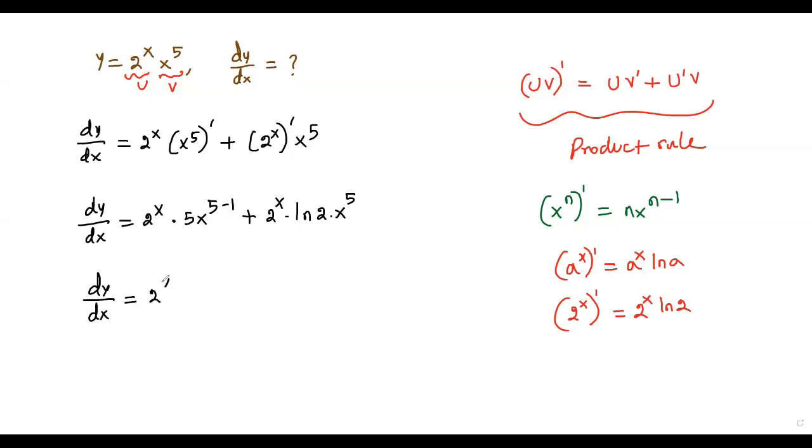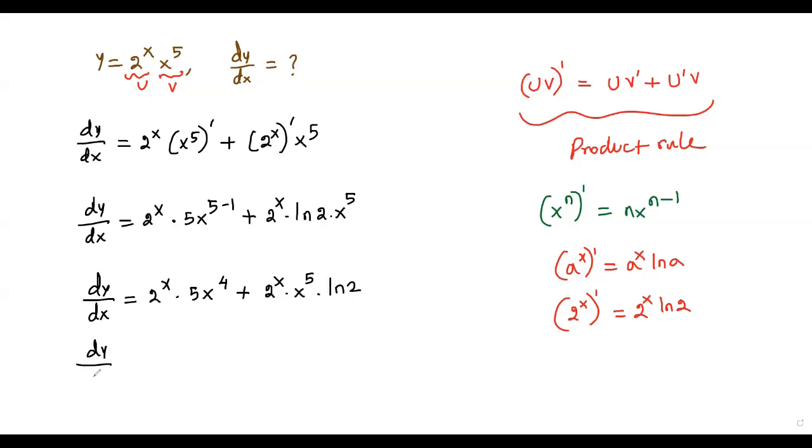So 2 to the x power times 5 times x to the, when I simplify 5 minus 1, it will just become 4. Then plus 2 to the x power times x to the fifth power, since all of them are in multiplication, times ln 2.